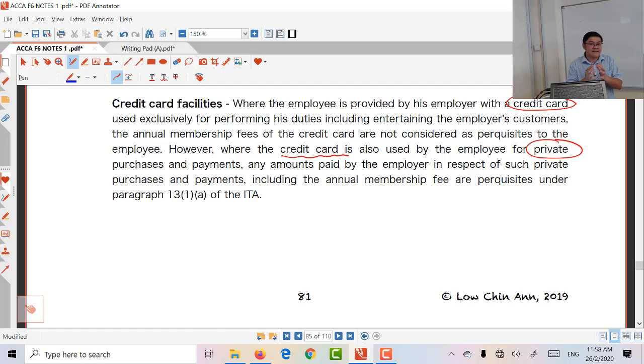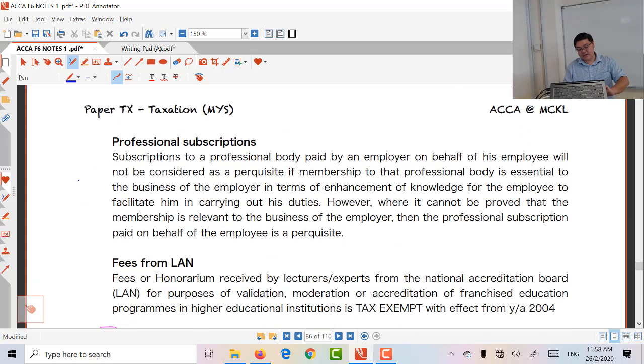Because credit card is actually money. Am I right? You're using it to spend, it's actually money. So when bosses is settling the card for you, that amount is taxable. That's it. Okay. Now please turn to page 82.